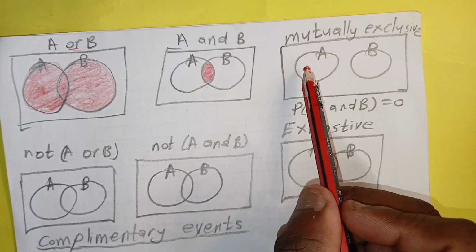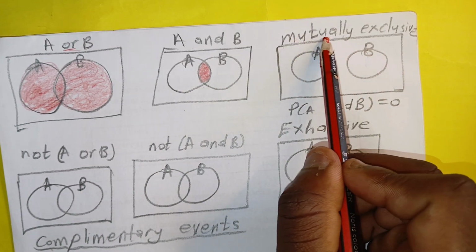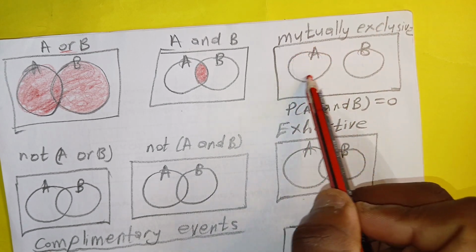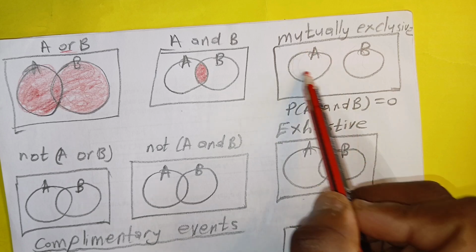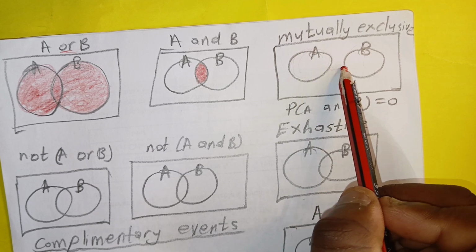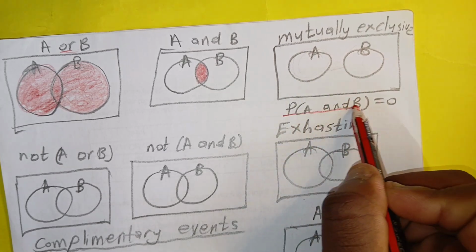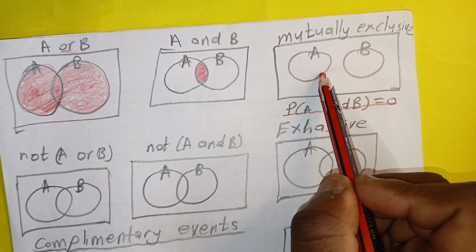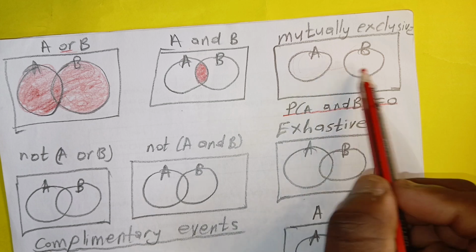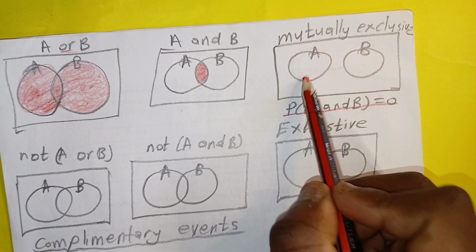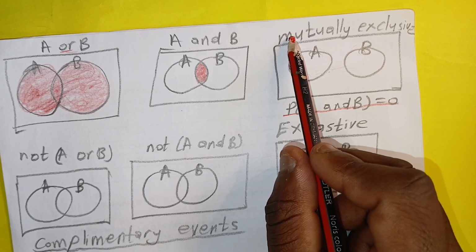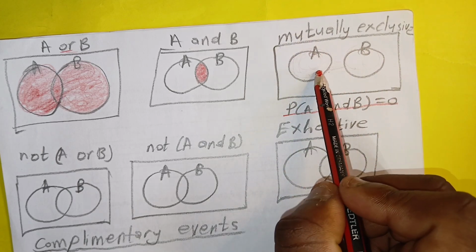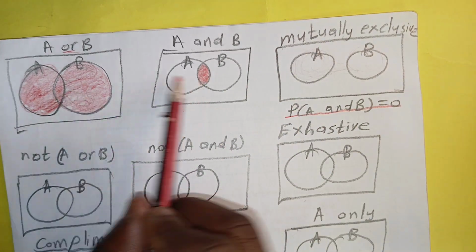Now when you come across the words mutually exclusive, you should know these are events that cannot occur at the same time. They don't intersect, meaning their intersection will be 0. Because they don't intersect, these two events cannot occur at the same time. That's why they don't intersect. So all the time when it's mutually exclusive, we're talking about this. But if it's not mutually exclusive, it will be like this.